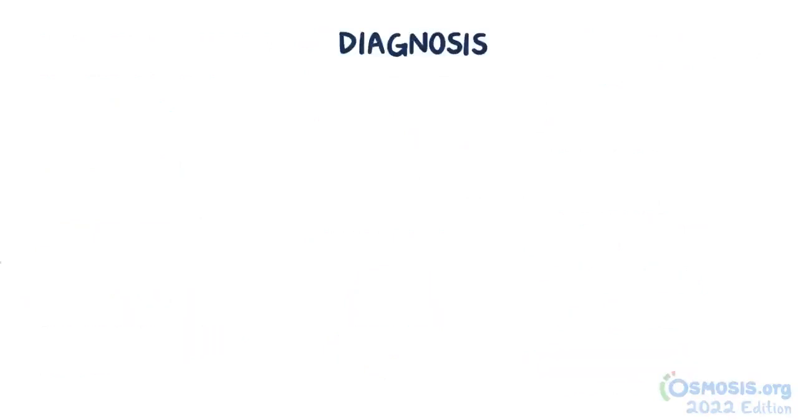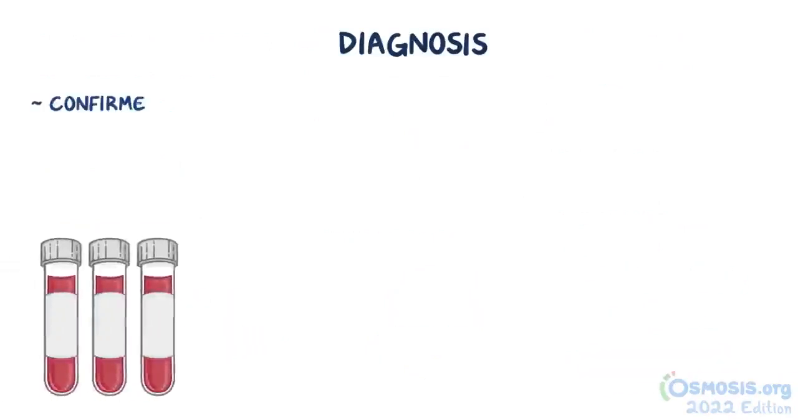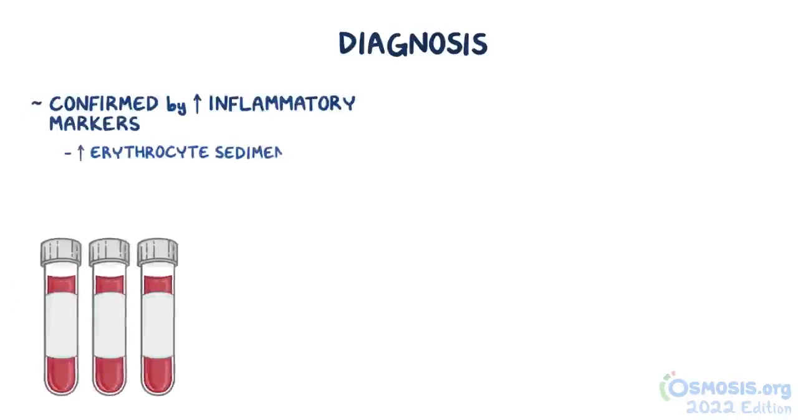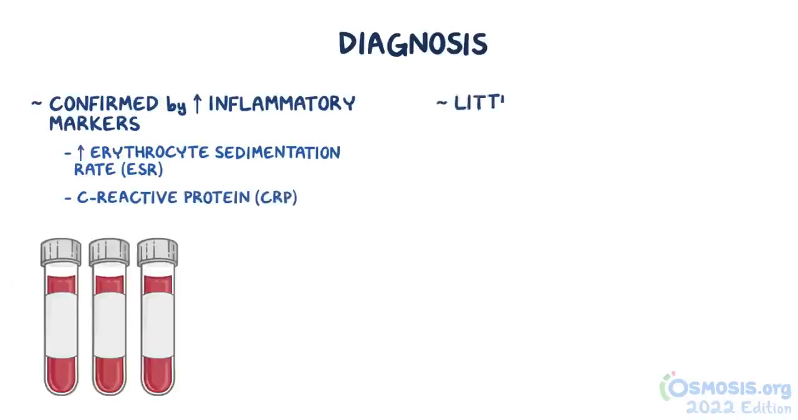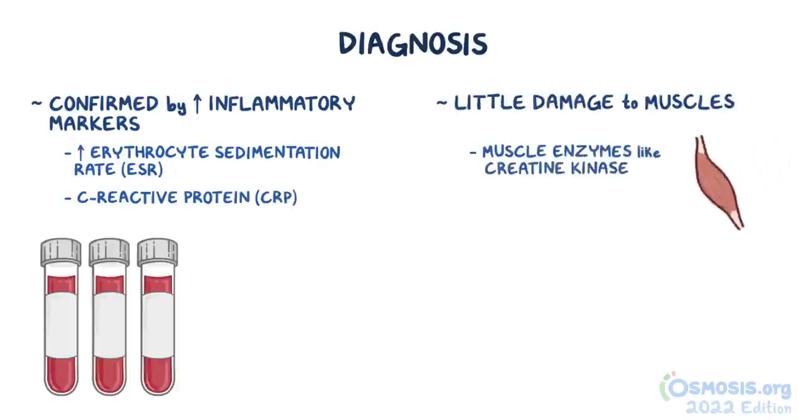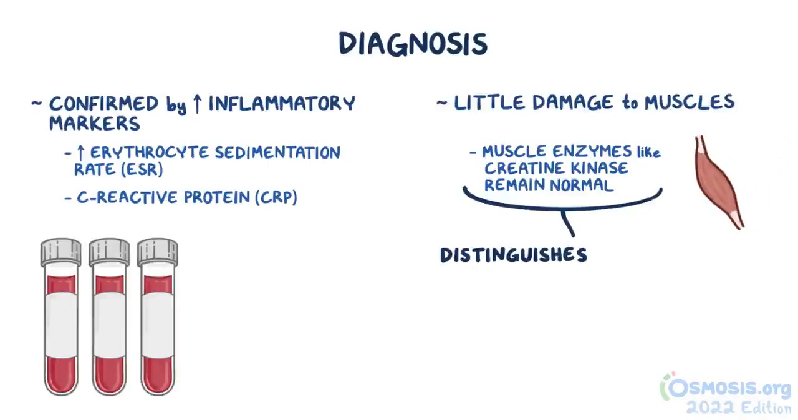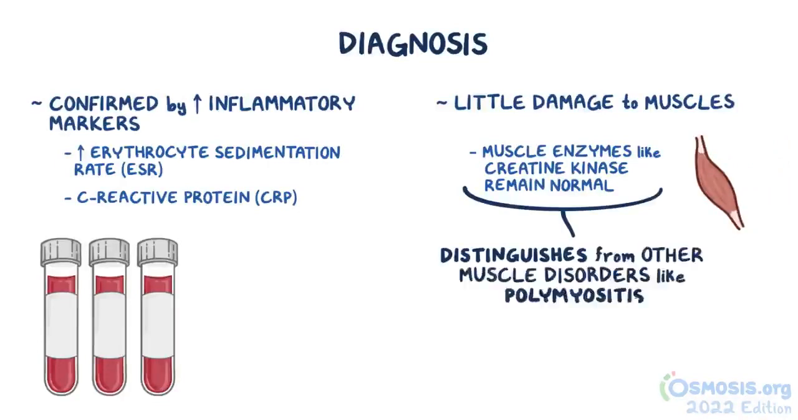The diagnosis of polymyalgia rheumatica can be confirmed by increased inflammatory markers, like a high erythrocyte sedimentation rate, or ESR, and C-reactive protein, or CRP. Since there's little damage to the muscles, muscle enzymes like creatine kinase usually remain normal, which distinguishes polymyalgia rheumatica from other inflammatory muscle disorders, like polymyositis.